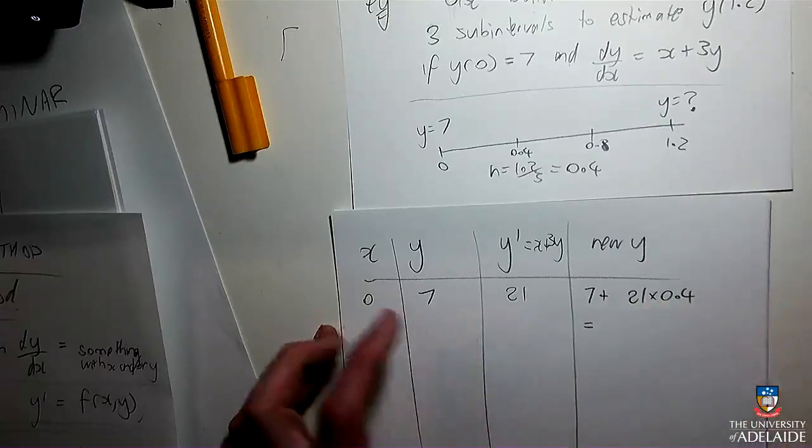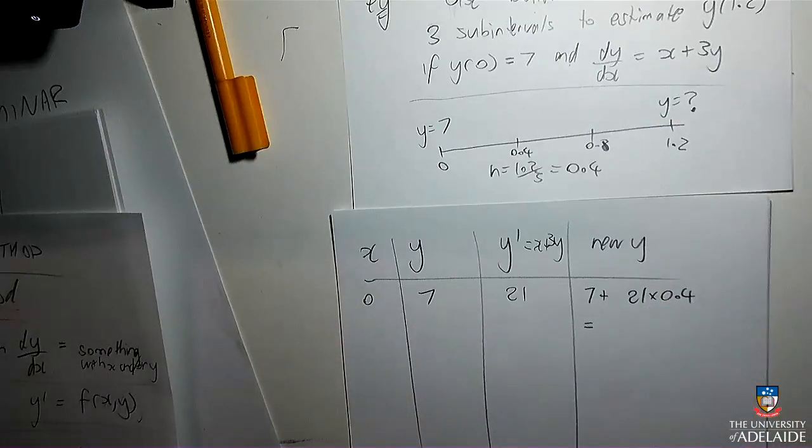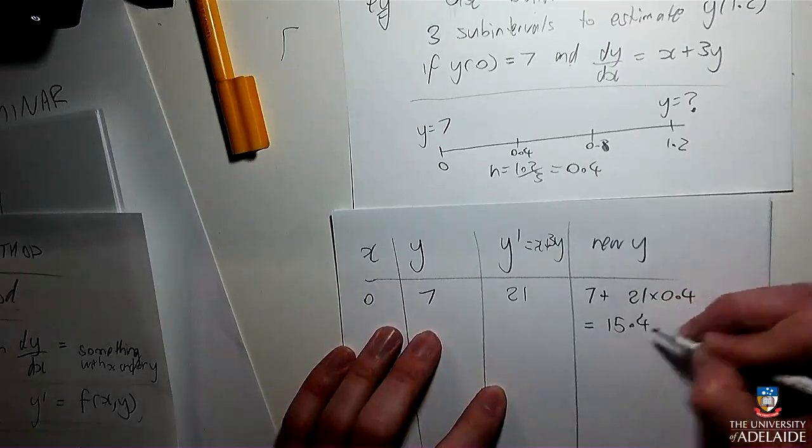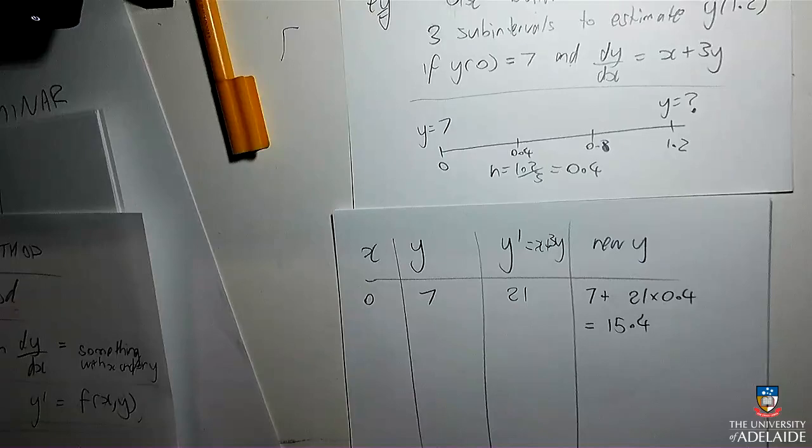which is 21 times 0.4, or 21 times 4 would be 84. So it's going to be 8.4. So we're going to get 15.4. It's going to go up pretty quick, people. Okay.